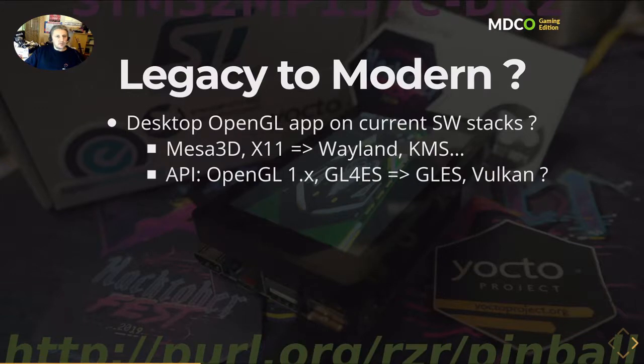Because there have been a lot of improvements lately on Mesa3D, X11 is now switching to Wayland, we have kernel mode setting to get rid of the graphics stuff, and we have also the API for 3D, which is evolving. So from OpenGL 1, I tried to use an OpenGL ES wrapper to provide the GLES implementation, but probably the future should go now to the Vulkan API.